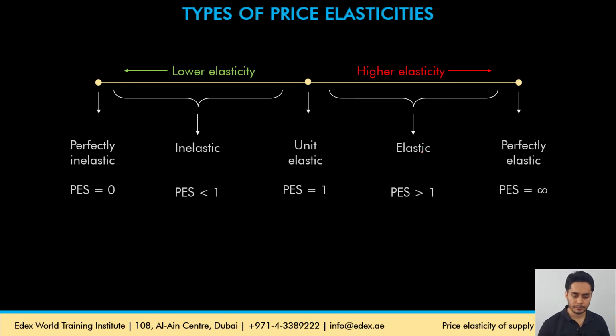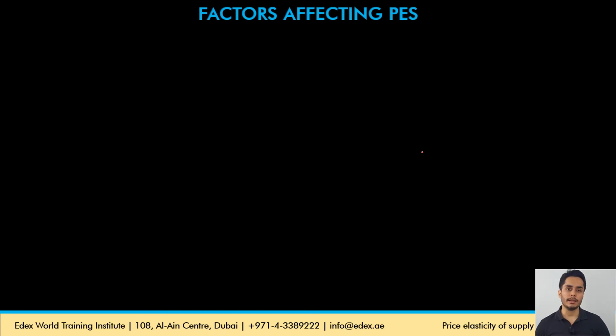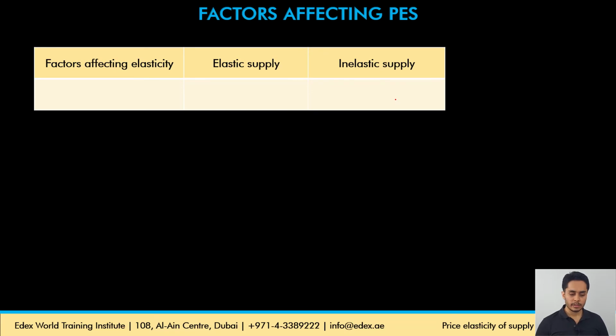Next, we need to understand why is it that for some products or for some markets the elasticity is high, for some markets the elasticity is low. There are certain factors that affect the PES in a market. The first factor is the production capacity with the supplier or with all the suppliers in the market. See what happens when there is a sudden spike in price.